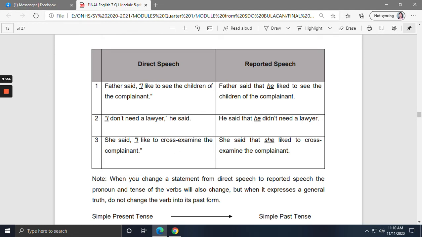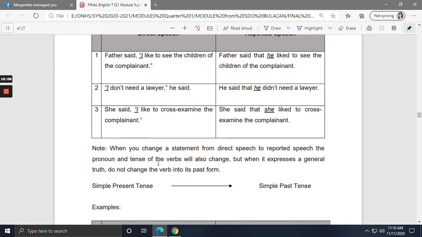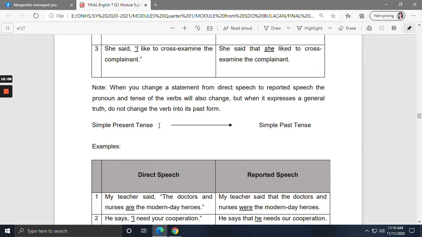Another, she said, I like to cross-examine the complainant. So, she said, just copy it. Then, what are we going to do with the comma? Change comma into that. And change the pronoun I into what pronoun? Just copy this, she. And change like into past tense. Then copy the rest of the sentence. So that is how you change direct speech into reported speech. You need to change the present tense into past tense.